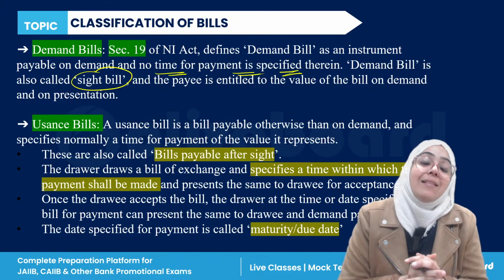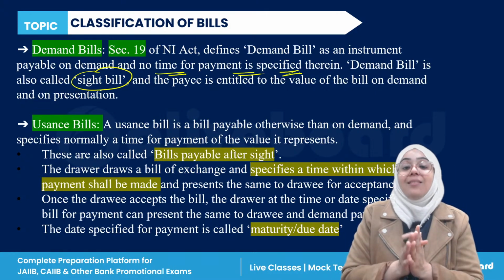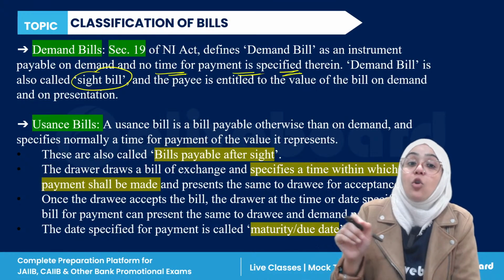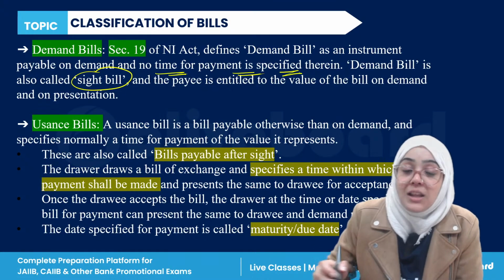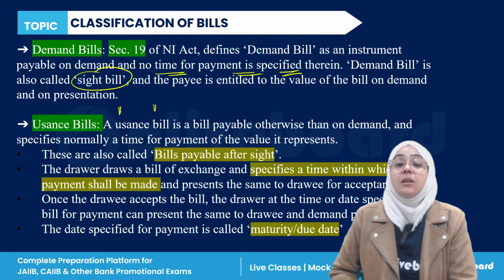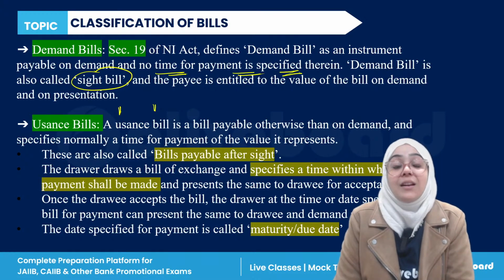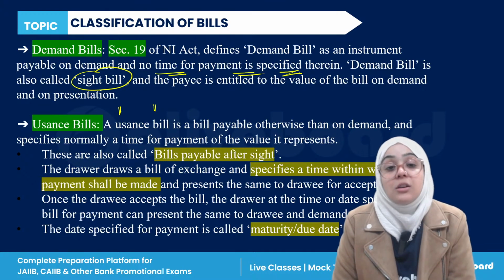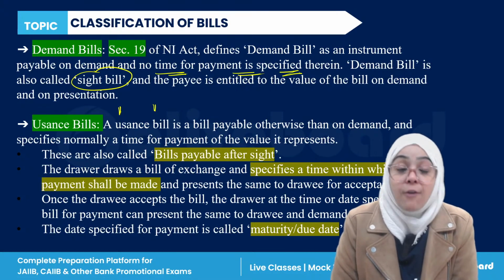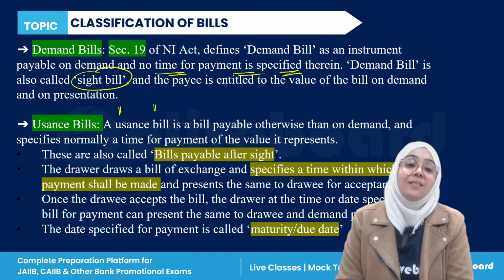Then there is a usance bill. Now, what is a usance bill? A usance bill is a bill not payable on demand and it normally specifies a time for the payment. So there is a particular time period fixed for the payment. For example, if 30 days is mentioned in that bill of exchange, it means the payee has to present that bill on that date. A demand bill is the sight bill, whereas a usance bill is also known as a bill payable after sight.